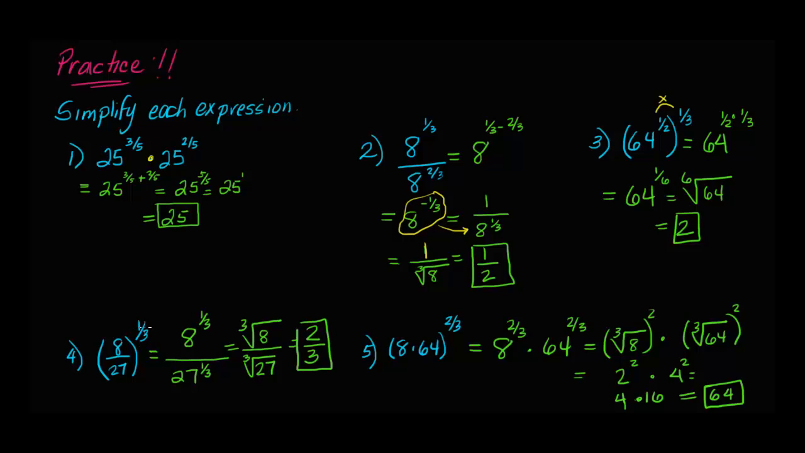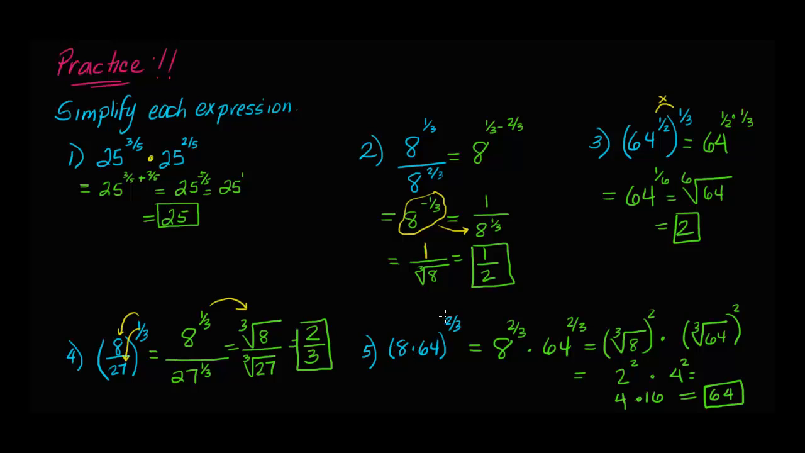For the fourth example, I have a quotient raised to a power. So remember, that's like distributing this exponent to each one of the numbers. So 8 to the 1/3 power and 27 to the 1/3 power. This I can change into a radical: the cube root of 8 over the cube root of 27. The cube root of 8 is 2, and the cube root of 27 is 3. 2/3 is your answer.